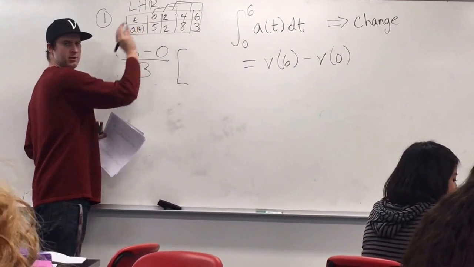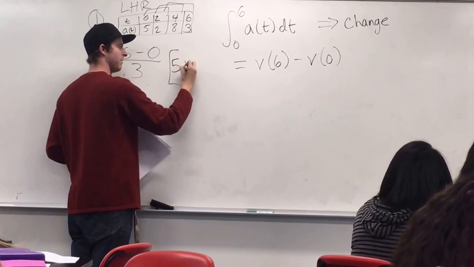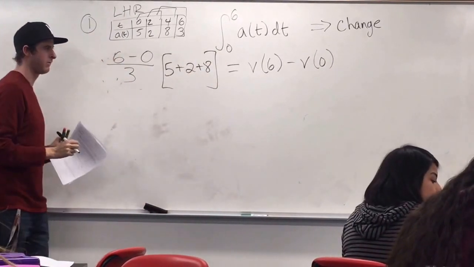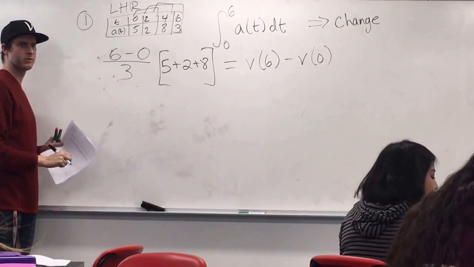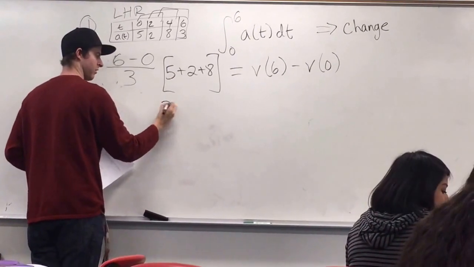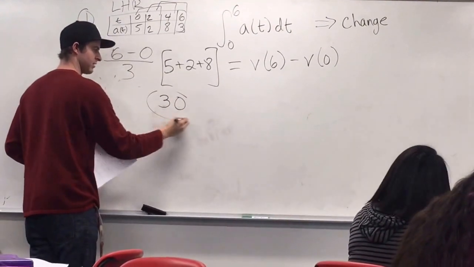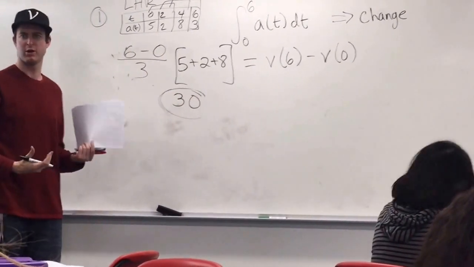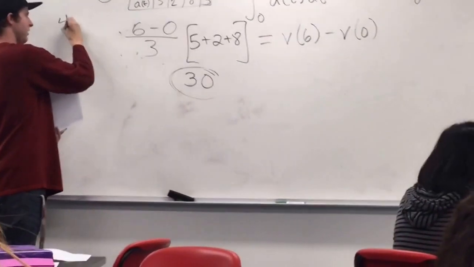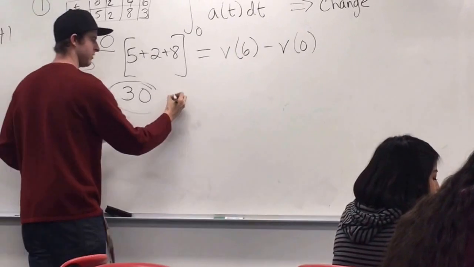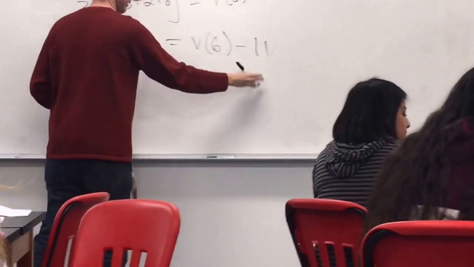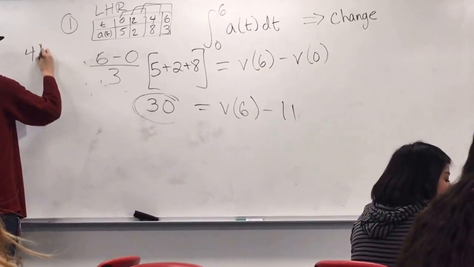Right hand I would have skipped the first one. So 5 plus 2 plus 8. That's 10, 15. 6 divided by 3 is 2. So 2 times 15 is 30. Okay, again, this means that's the change. What did I start off at? 11. So you could just know 30 plus 11 is 41, or you could set it up as 30 equals v of 6 minus 11, add over the 11, either way you get 41.